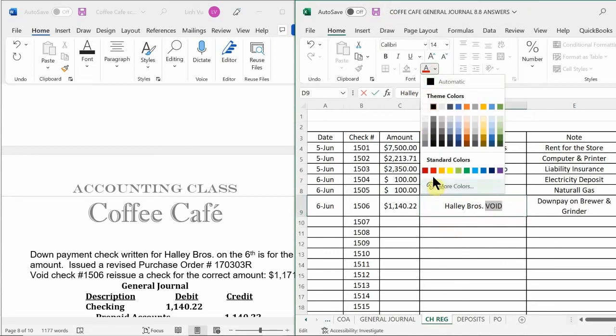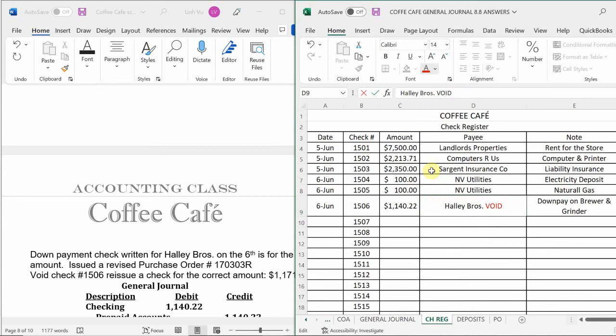Okay? So in this case, to indicate this, I'm going to put a note into my check register, right? Now, in real life, you're going to need to call the bank and tell them to stop this check from being processed or to void it, right? But in this case, to keep it in my records, I need to make sure that I can firmly know that check number 1506 has been voided. Okay? By going into my check register and making a notification saying that this check has been voided.